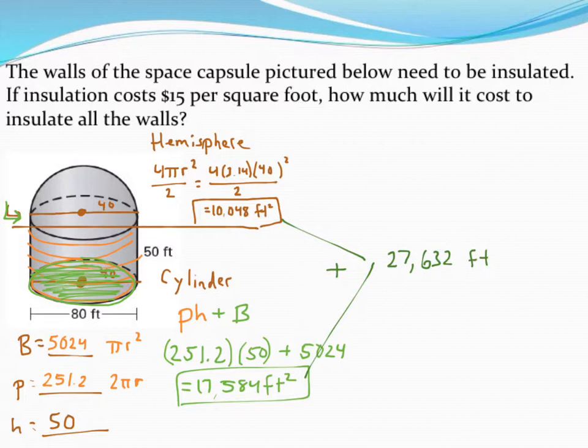The question, though, wasn't just what's the total exposed surface area, it was how much will it cost to insulate this? Well, they've told me that insulation costs $15 per square foot to install. So every square foot will cost us $15. We have 27,000 square feet. So this is going to be an expensive space capsule, and this is just for the insulation. So multiplying our surface area by 15 should get us our cost to insulate this. I came up with $414,480.